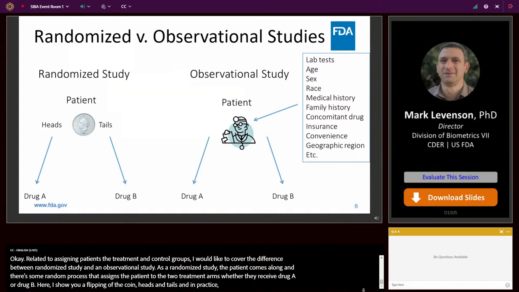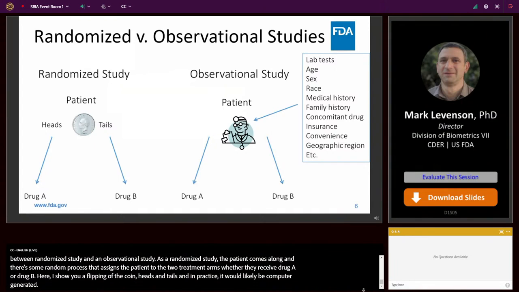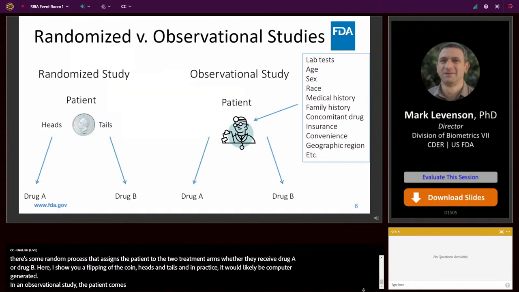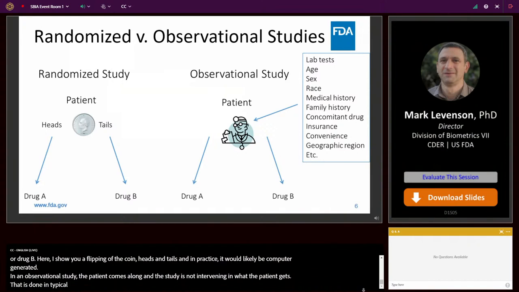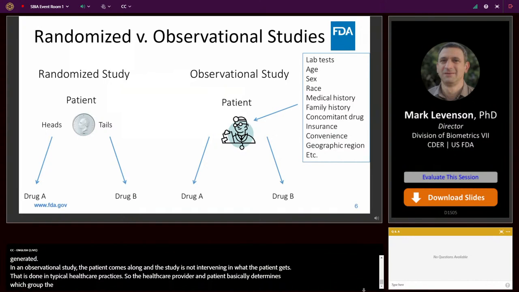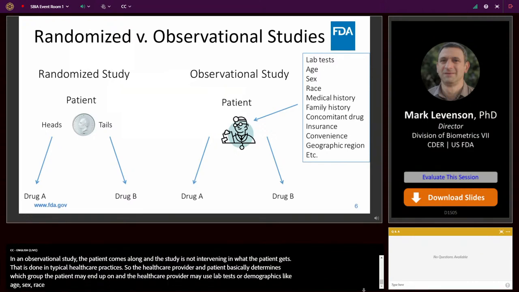In an observational study, a patient comes along and the study is not intervening in what the patient gets. That's done through typical healthcare practices. So the healthcare provider and the patient basically determine what drug the patient may end up on. And the healthcare provider may use lab tests or demographics like age, sex, race. They may likely use medical and family history, concomitant drugs, even what insurance they get or what's convenient for the patient in terms of administering the drug.